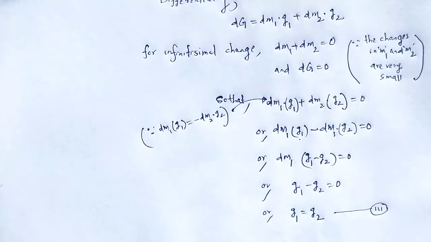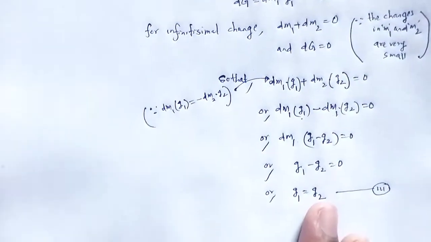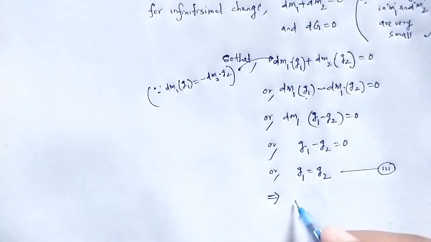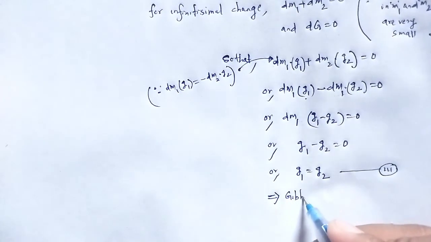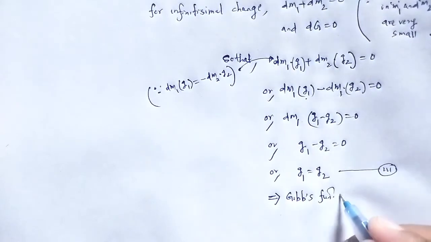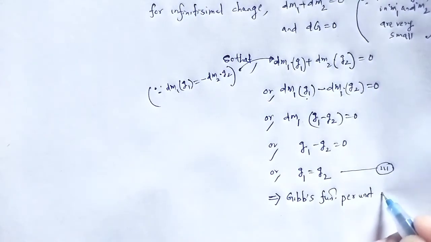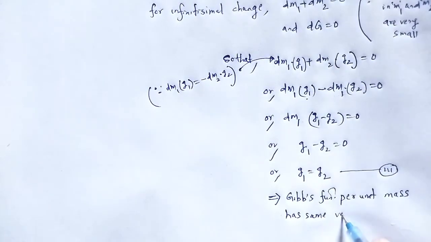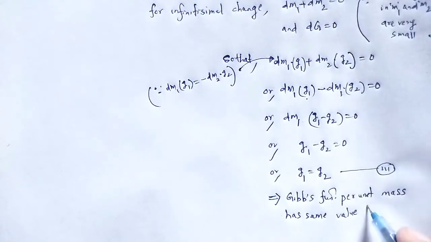Now what does that particular equation imply? It implies that the Gibbs function per unit mass has the same value for the two phases. So I write here, it implies that the Gibbs function per unit mass has the same value for the two phases.